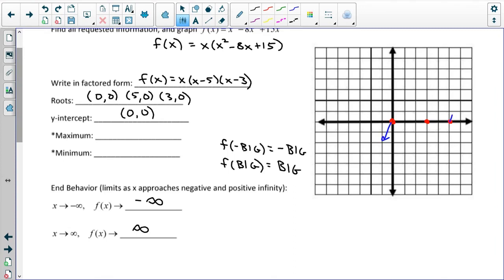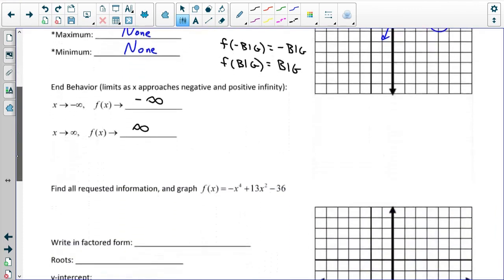So my graph will look something like this. And I don't have any double roots over here. So because I have no double roots, the graph will look something like this. And since the graph looks something like this, where they're going in opposite directions, I don't have a maximum or a minimum value of this function. So that would be what that looks like.